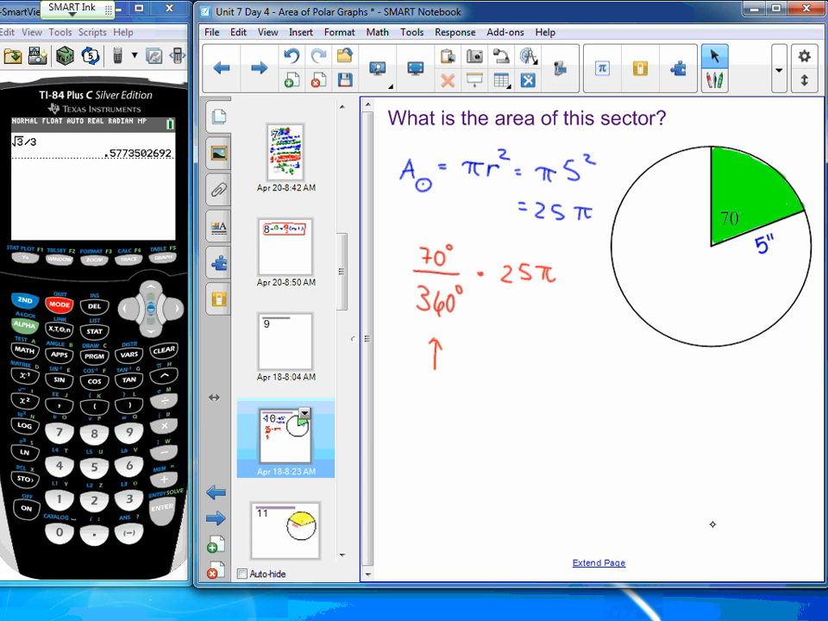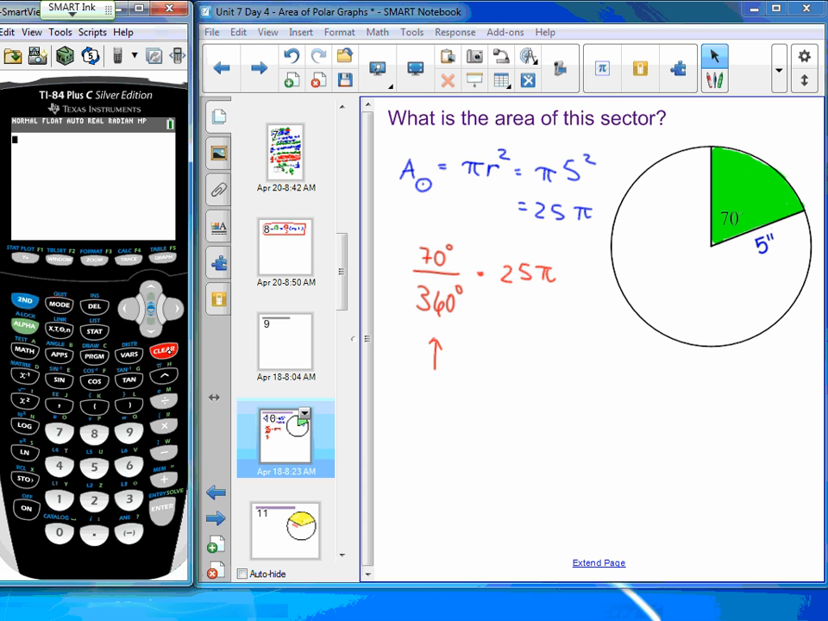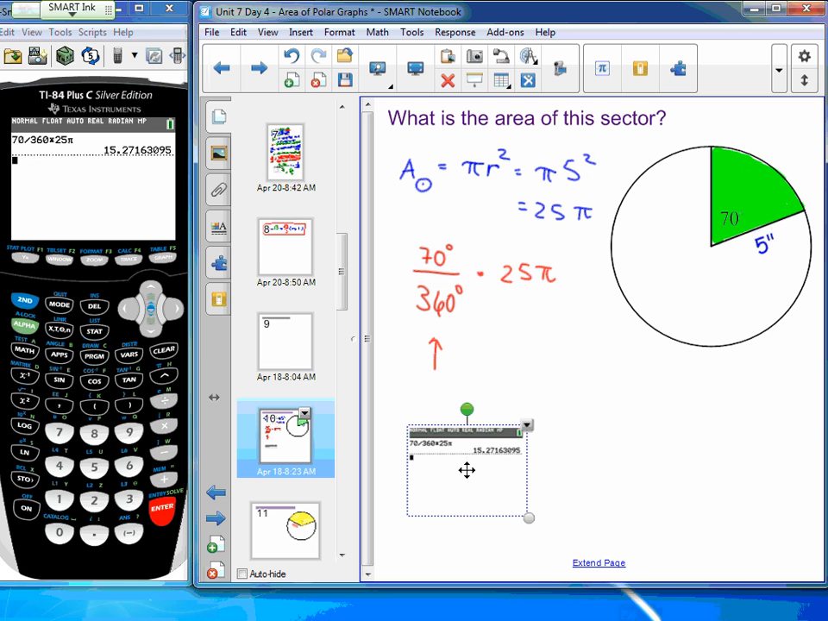I don't see anything wrong with using the calculator for this. So I would do 70 out of 360 times 25 pi to get an approximation, and that's about 15.272, College Board correct, with 3 places. Who had that approximation? Did you guys get that?